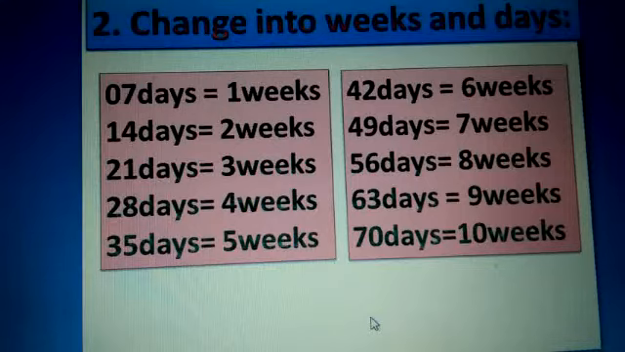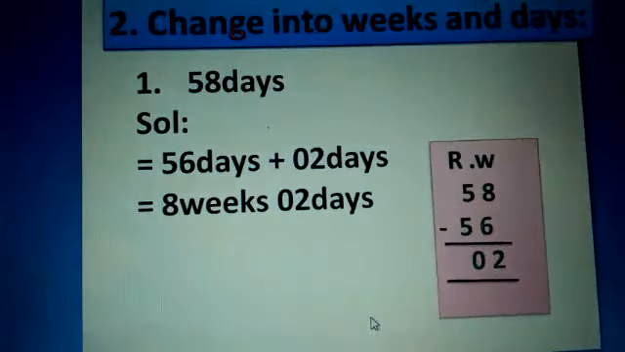Now let's move to the question, which is 58 days. We have to convert 58 days into weeks and days. For this, we have to follow some steps. First of all, we will put the solution and two equal signs in a vertical way. After that, we will read the table of 7 and see: is 58 in the table of 7? So the answer is no. 58 is not in the table of 7.